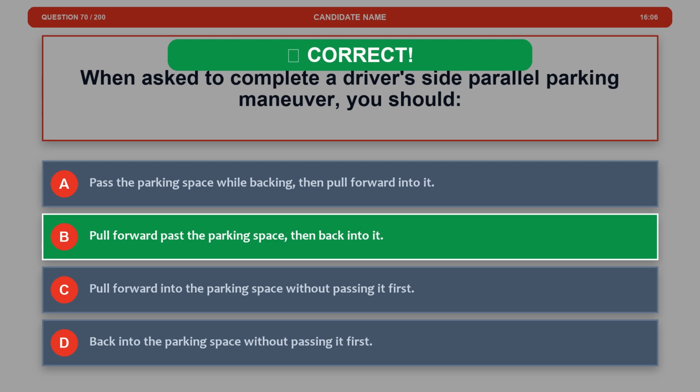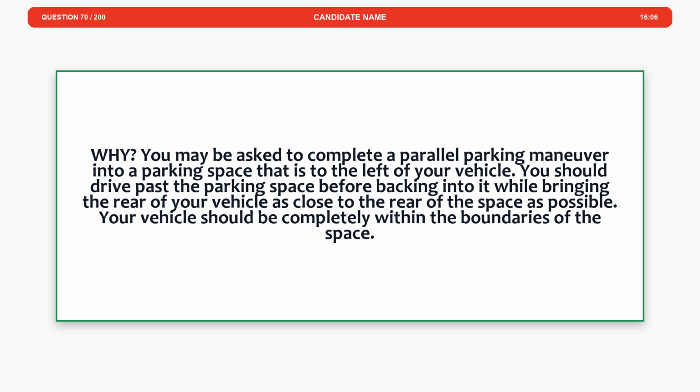The correct answer is option B. Pull forward past the parking space, then back into it. Explanation. You may be asked to complete a parallel parking maneuver into a parking space that is to the left of your vehicle. You should drive past the parking space before backing into it while bringing the rear of your vehicle as close to the rear of the space as possible. Your vehicle should be completely within the boundaries of the space.